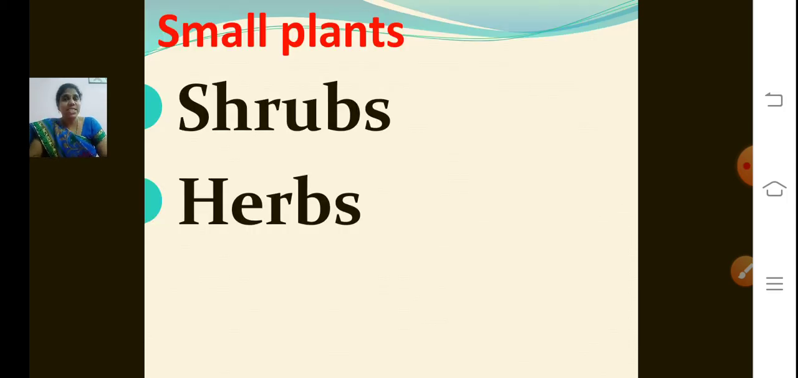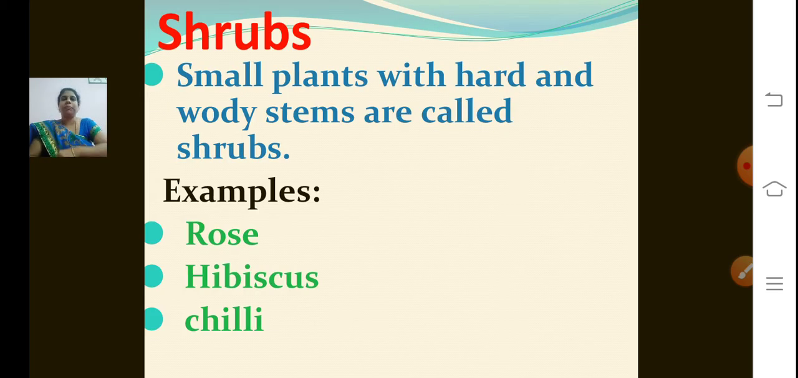And next we'll see small plants. We have seen so many big plants, right? Now we'll move on to the small plants. Small plants, we have two different types, shrubs and herbs. We'll see what is shrubs and what is herbs now.